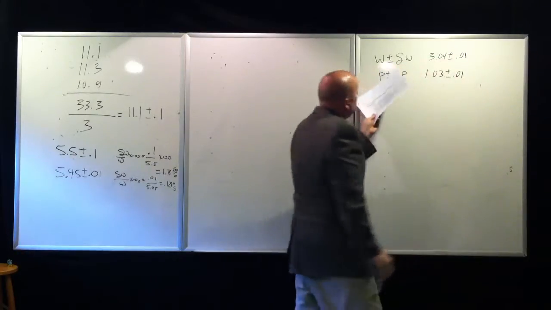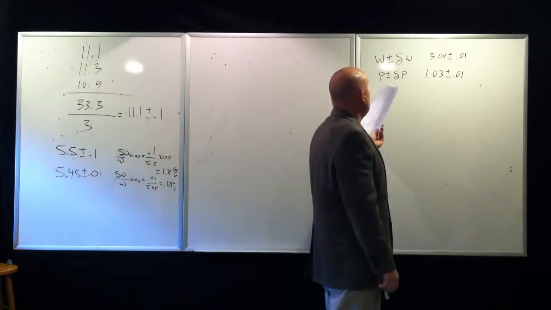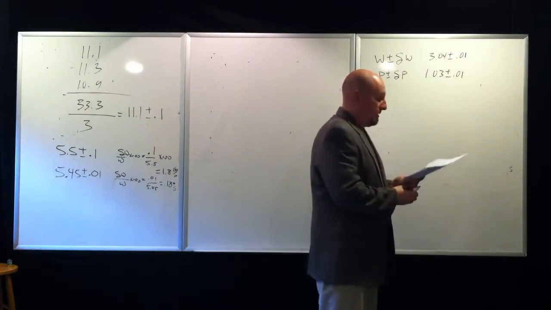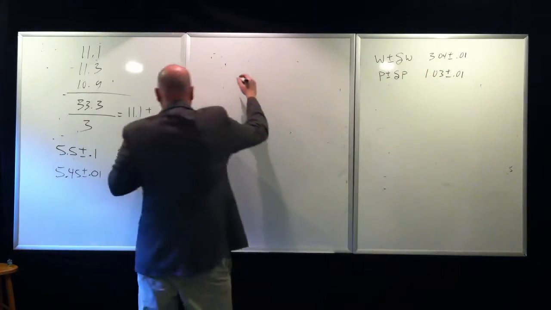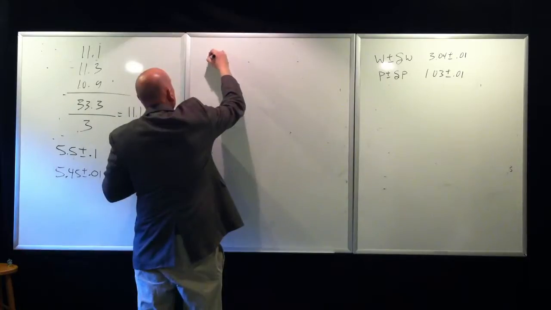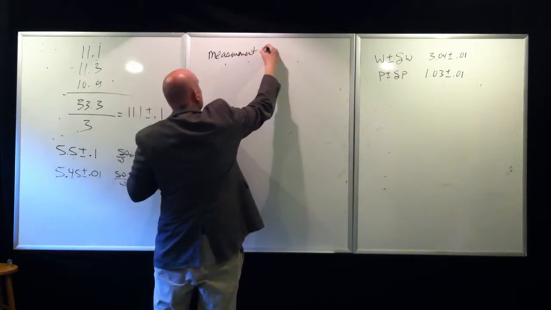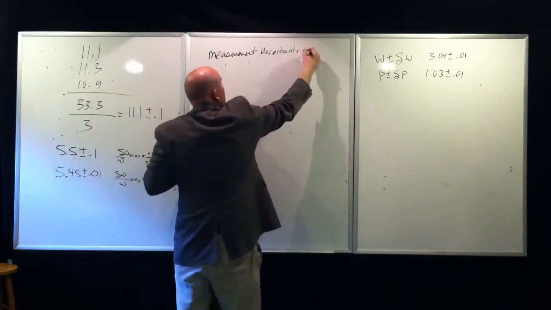Okay, W plus or minus delta W is 3.04 plus or minus 0.01. P plus or minus delta P is 1.03 plus or minus 0.01. So: measurement, uncertainty, and propagation.